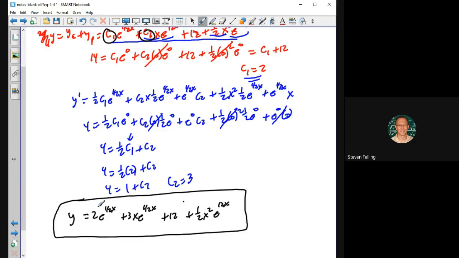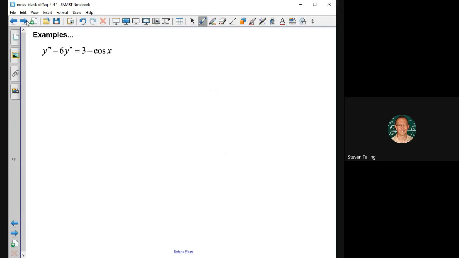Okay, let's take a look at one more example, and this one is a general solution. So let's do that to wrap this up. This is a third order differential equation, it has a third derivative in it. So y triple prime minus 6y double prime equals the right hand side. First, we'll go ahead and find the corresponding homogeneous equation, which is y triple prime minus 6y double prime equals 0. This one is a linear differential equation with constant coefficients.